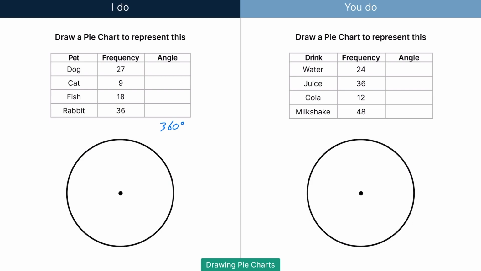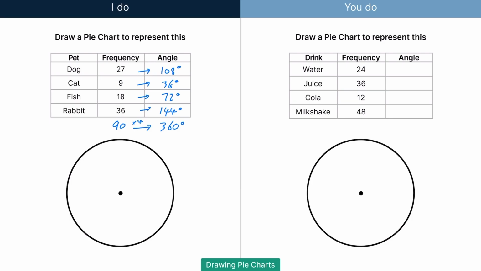And if we add up the column on the left, this adds up to 90. Now, to go from 90 to 360, we are going to times by 4, which means we're going to multiply each of the frequencies by 4. And if I do that, I get 108 degrees, 36 degrees, 72 degrees, and 144 degrees. Okay, so we've converted the frequency into an angle, and now we can draw that onto a pie chart.